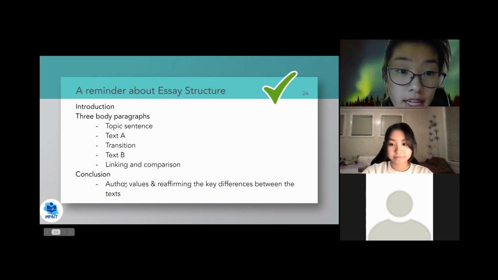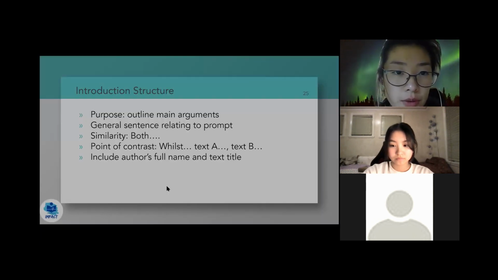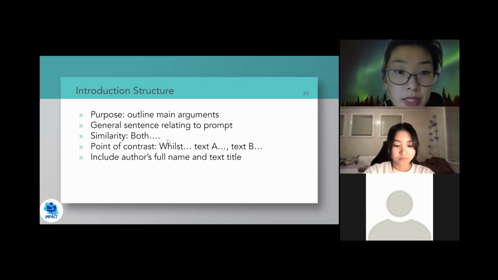And then finally, we've got the conclusion, and some of the key differences between those two texts. So, the general structure of our introduction: we have a prompt line, and that involves outlining the main arguments relating to the prompt, to show that we're responding to this particular essay topic.